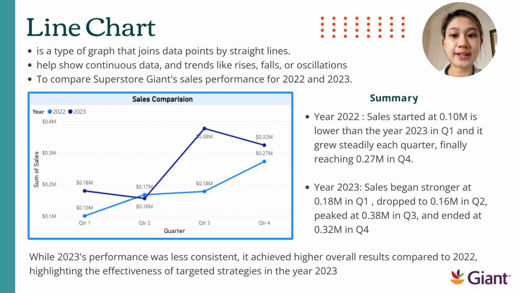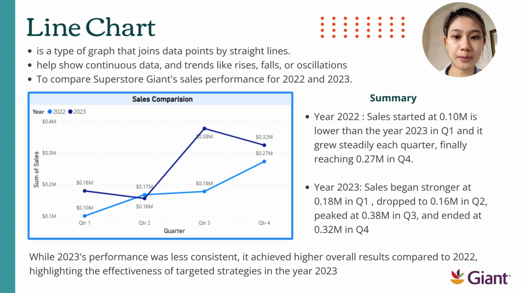Thank you, Sharif. The next one is the line chart. A line chart is a type of graph that shows data points connected by straight lines to display continuous data and trends like rise, fall, or oscillations. We use the line chart to compare Superstore Giant sales performance for 2022 and 2023. Based on the graph, the x-axis represents the order dates by quarter, while the y-axis shows the sales.